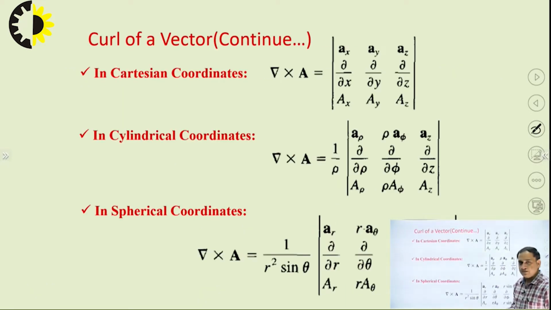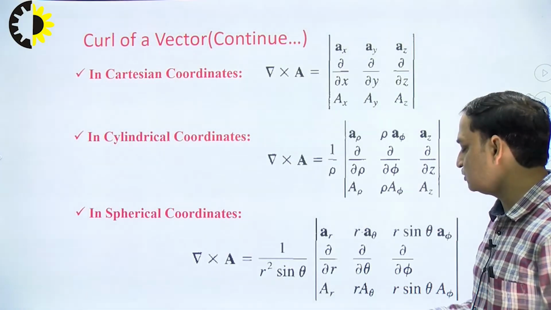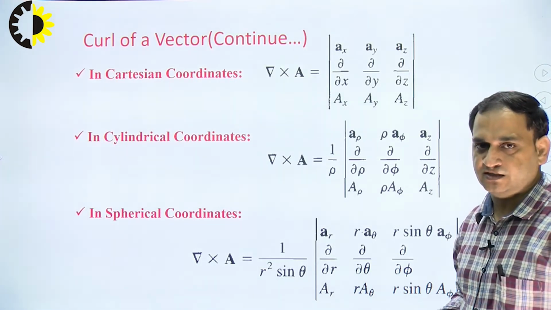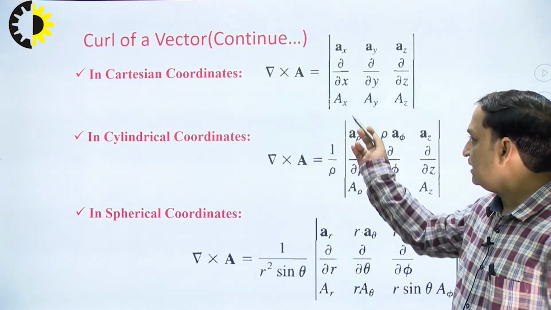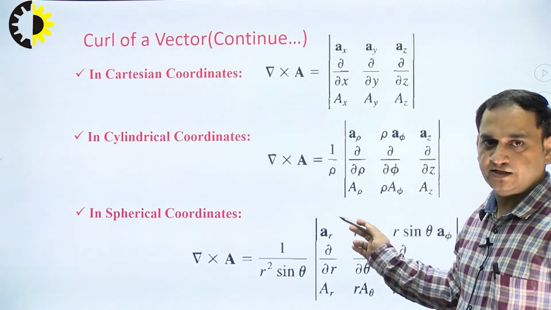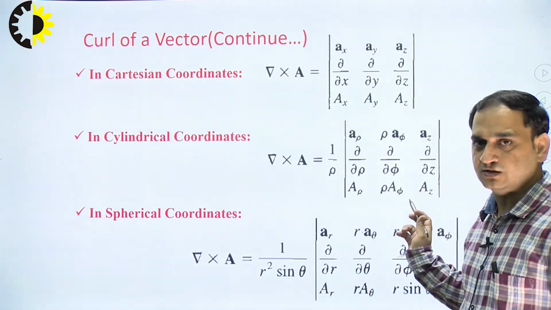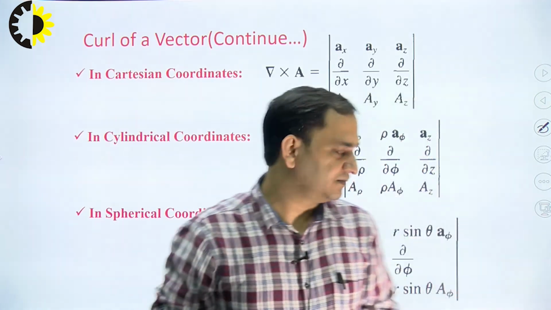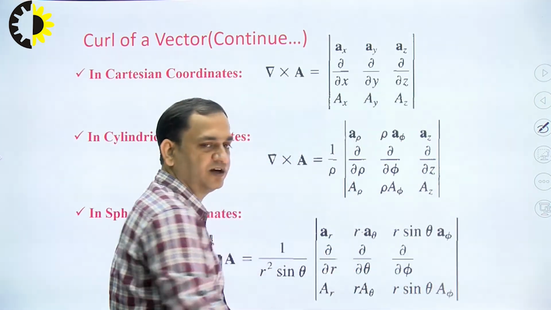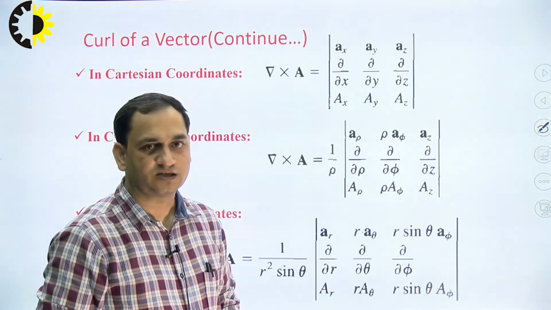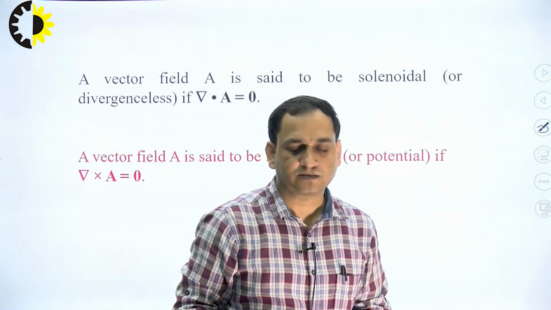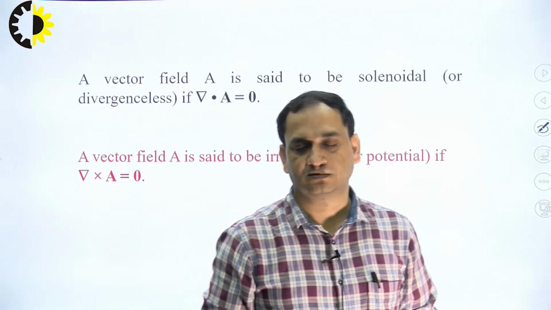These are the vector representations of curl in the different coordinate systems: del cross A in the Cartesian coordinate system, cylindrical coordinate system and spherical coordinate system. Based on that, you can try the numericals. It will help you to understand how to put the values of Ax, Ay, Az in the Cartesian coordinate, A rho, A phi, Az in the cylindrical coordinate, and Ar, A theta and A phi in the spherical coordinate system. There are some identities based on the curl and the divergence.